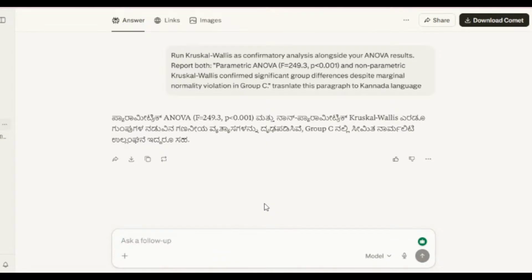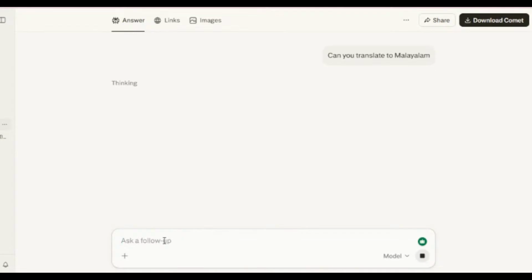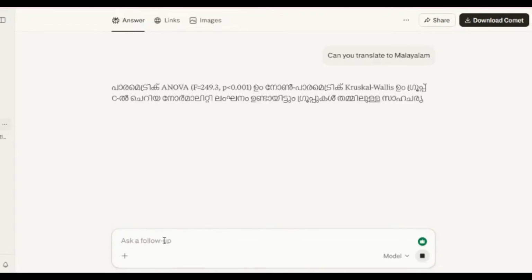So this should have come first. Can you translate to Malayalam? I don't know how to read Malayalam. I know Jinsa should say about it. Okay, what is right or wrong? Jinsa can go there and read. Can you read Malayalam? Yeah.